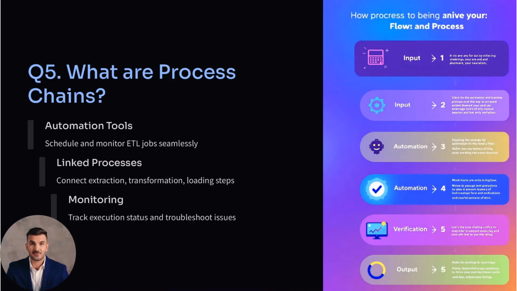Question number 5. What are process chains? Answer. Process chains are automation tools in BW. I've used them extensively to schedule and monitor ETL jobs like data loads, activation, and index building. They basically link multiple processes into a sequence, so once data extraction finishes, the next transformation step kicks off automatically.